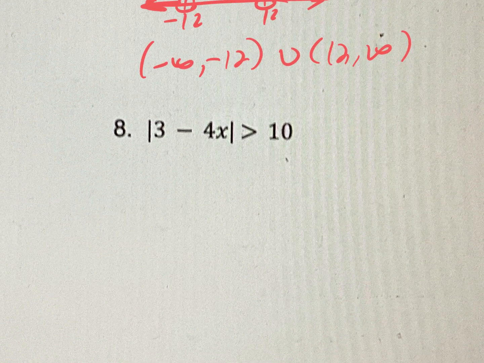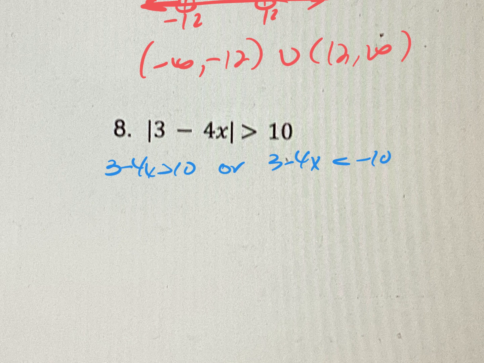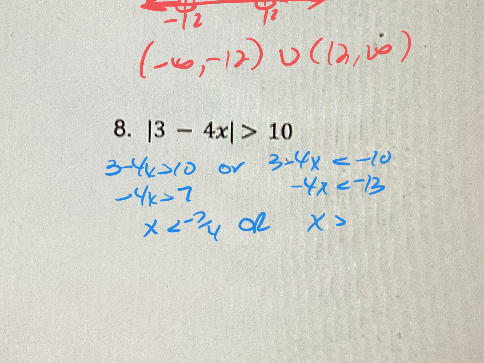Number 8, the last one of these, finally. Greater than, so I'm going to say 3 minus 4x is greater than 10, or 3 minus 4x is less than negative 10. So move the 3 over. That's going to be 7. Divide by negative 4. Be careful. If you divide by negative 4, you got to flip that sign. Make it negative 7/4. Same thing here. Move the 3 over. You get negative 13. Divide by negative 4.